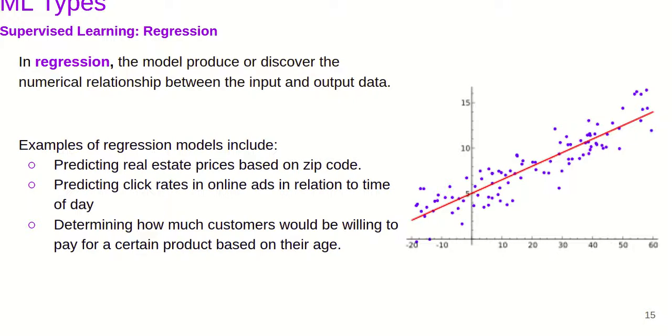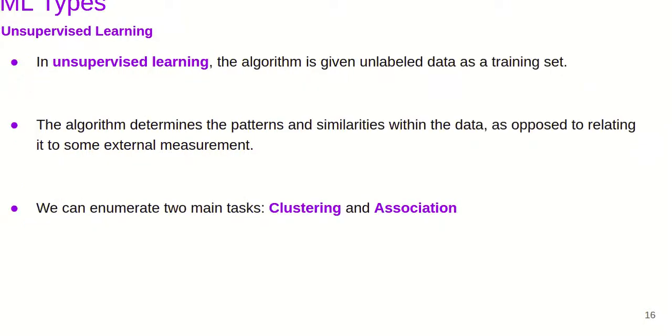We can also determine how much customers would be willing to pay for a certain product based on their age. Again, this is a typical regression example. We have the age of the customers, and we can try to find a relationship between the age and how much they would pay for a certain product. So this was for supervised learning.